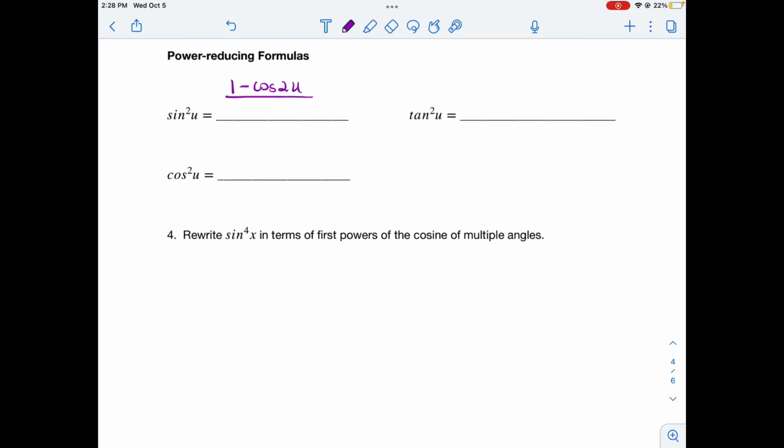So sine squared u can be rewritten as (1 minus cosine 2u) over 2. So I'm using my double angles here. And cosine squared u is (1 plus cosine 2u) over 2. So remember that they always have a close relationship.